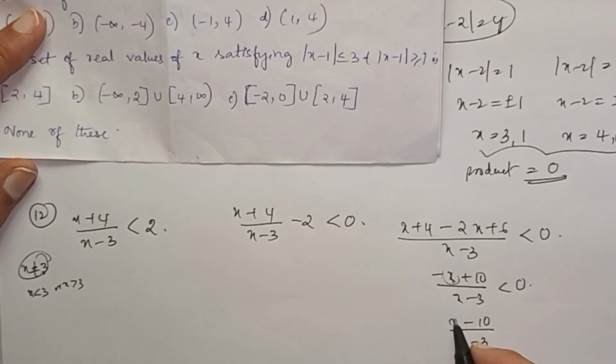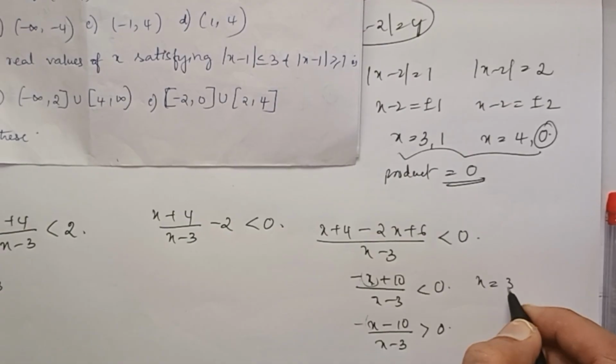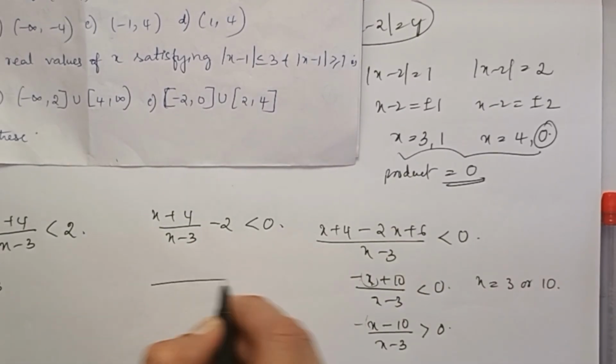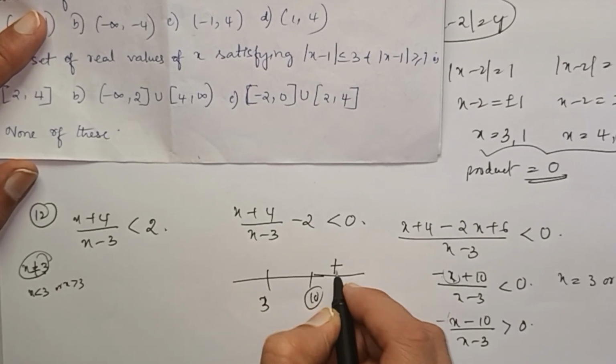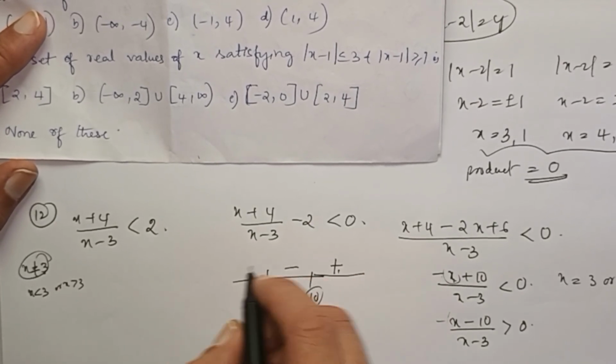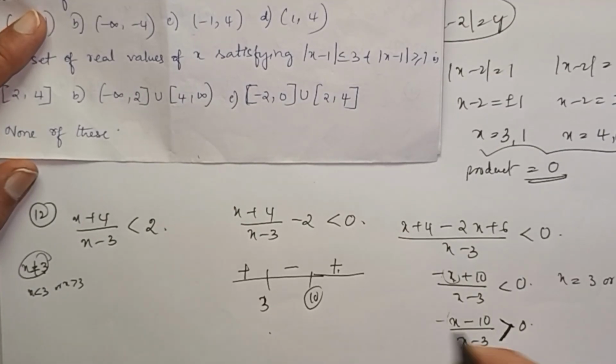So here there was a minus. Now to get rid of that minus, it becomes greater than 0. So x equal to 3 or x equal to 10. So two values, one is 3, another is 10. Largest is 10. To the right of the largest you put plus, minus, plus. Therefore this inequality is greater than 0, we got.